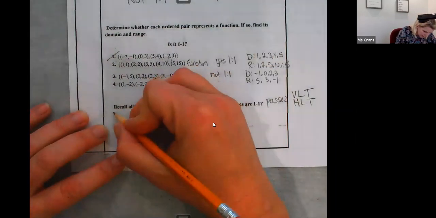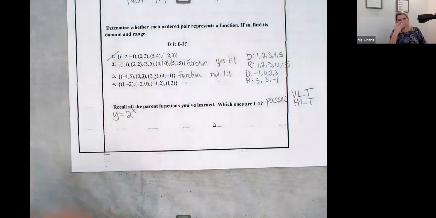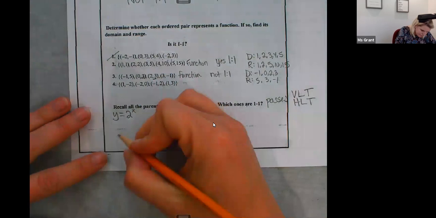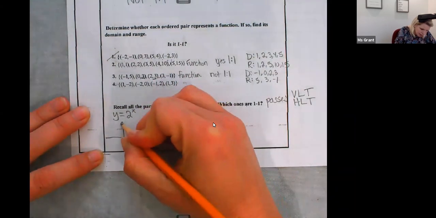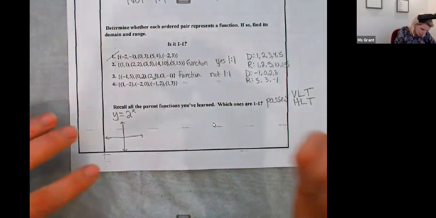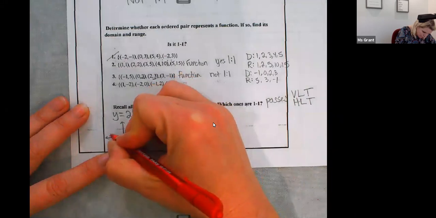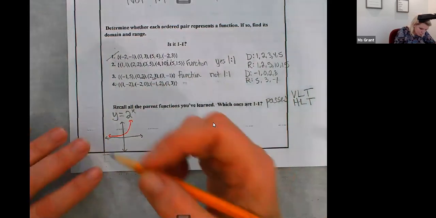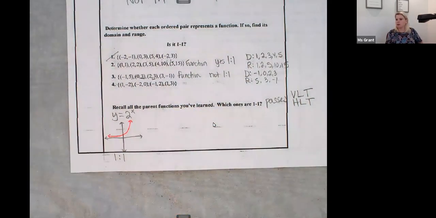All right, you guys. 2 to the x power. Exponential function. Ready? Make my coordinate plane arrows at each end. Here is what it looks like when you draw it. Okay. This is one-to-one. It passes the vertical line test and it passes the horizontal line test.